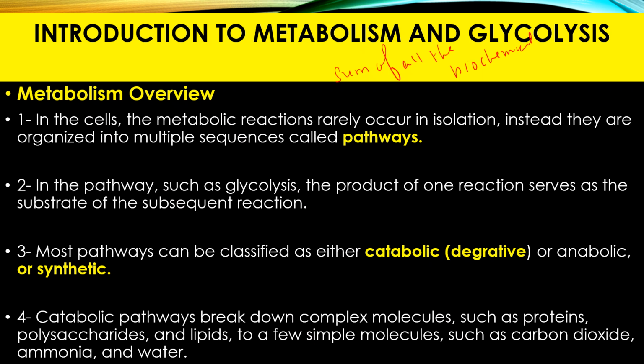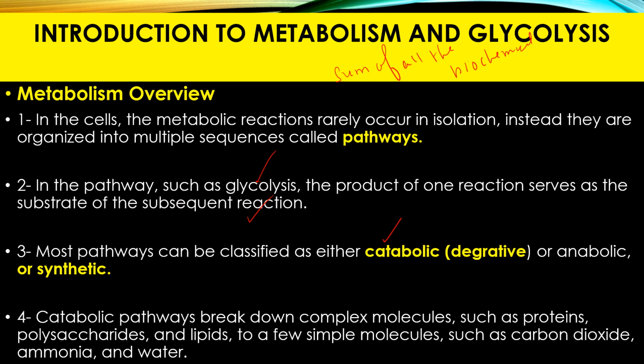So in the cells, metabolic reactions rarely occur in isolation. Instead, they are organized into multiple sequences called pathways. In the living body, no reaction occurs in isolation, but in a serial manner catalyzed by sequential enzymes. These serial reactions are also known as pathways. In a pathway such as glycolysis, the product of one reaction serves as the substrate in the subsequent reaction. Most pathways are classified as catabolic.